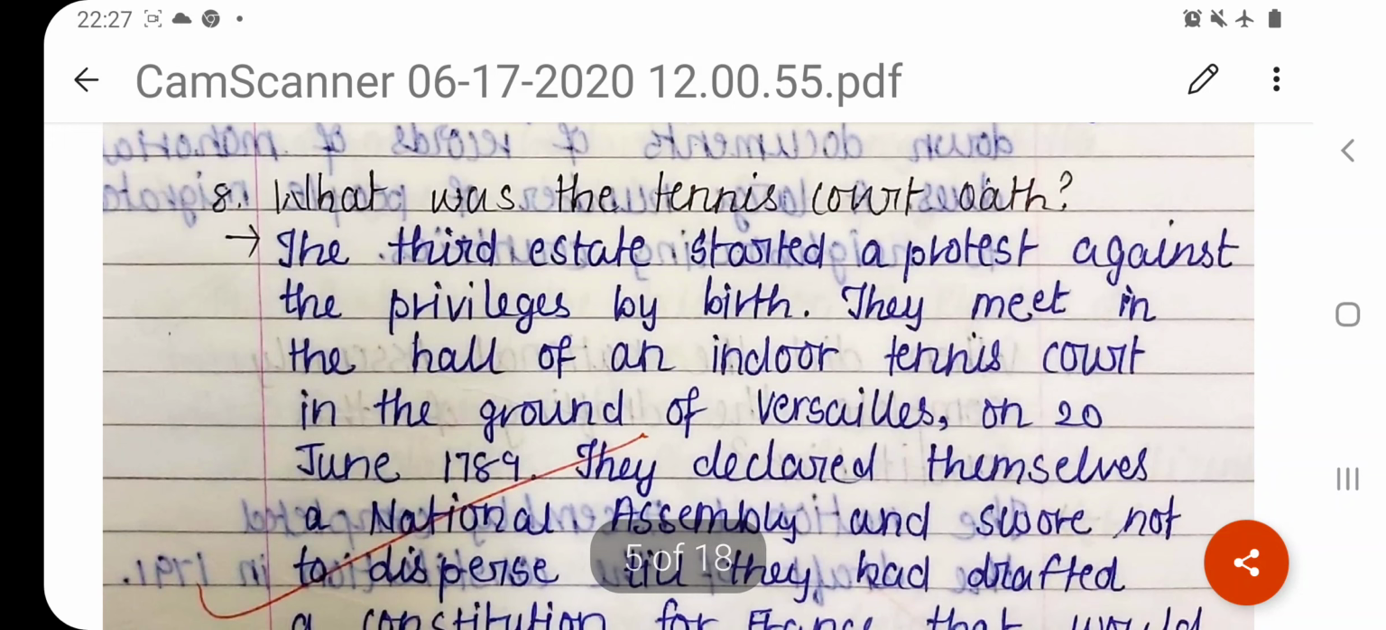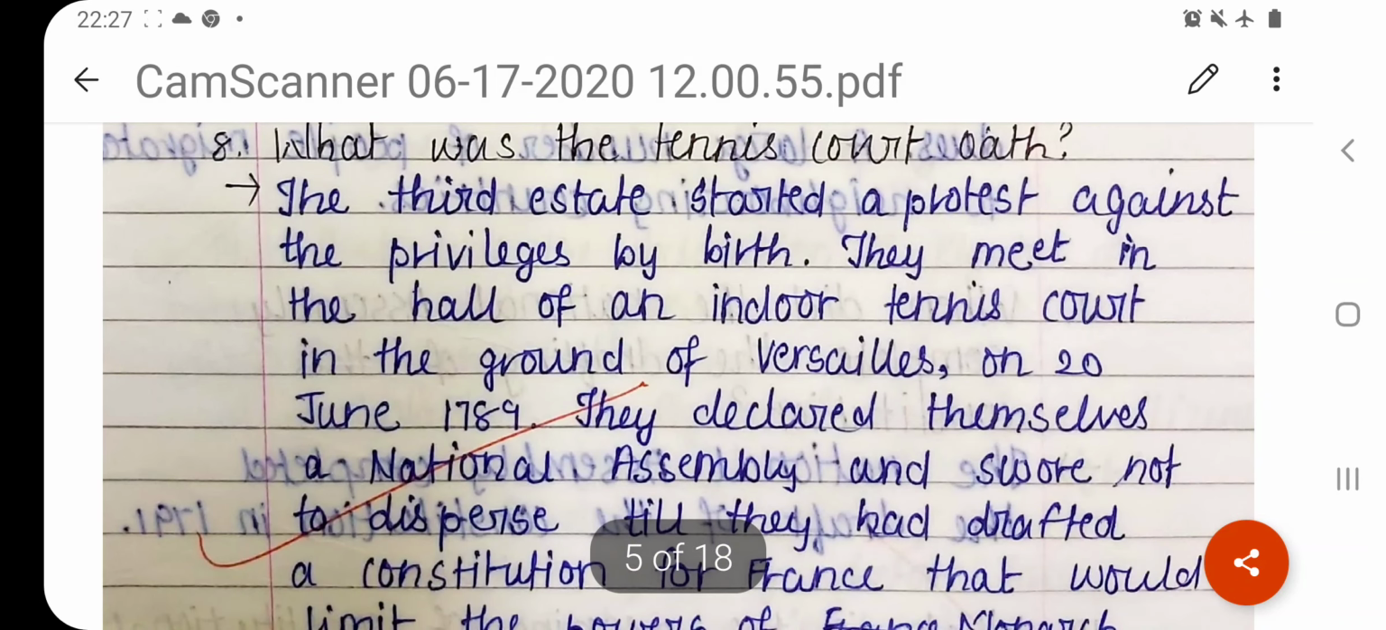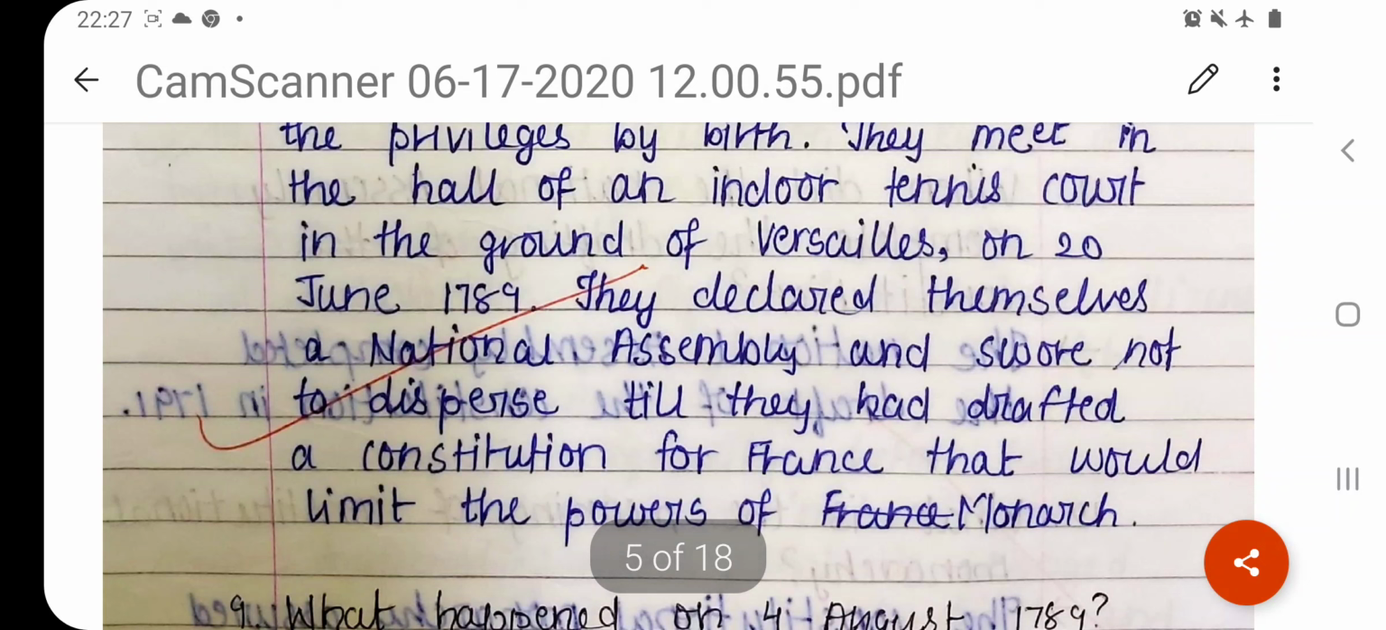What was the tennis court oath? The third estate started a protest against the privileges by birth. They met in the hall of an indoor tennis court in the grounds of Versailles. So basically they protest that they want each of the members to have the right to vote, and when the king does not agree to this, they walk out of the Estates General and they later meet at an indoor tennis court in the grounds of Versailles on 20th June 1789.